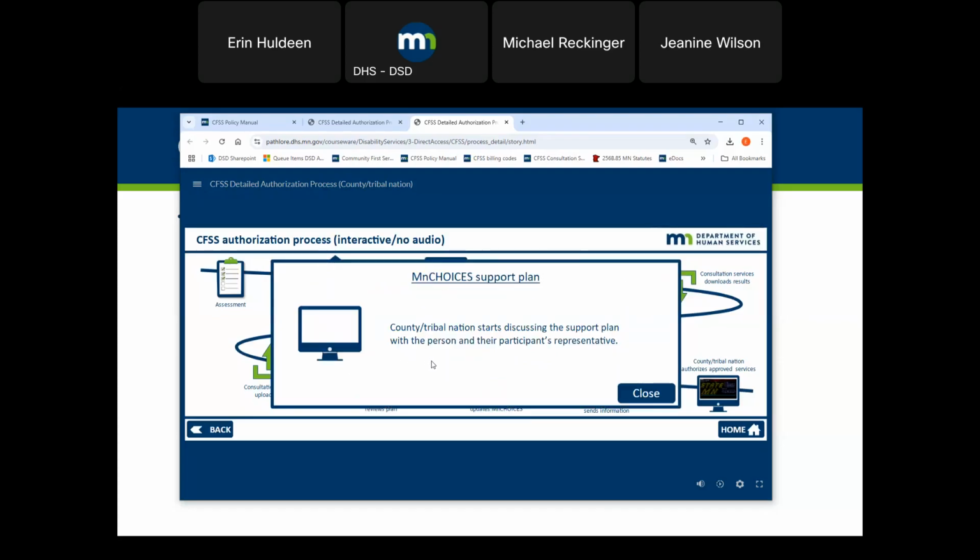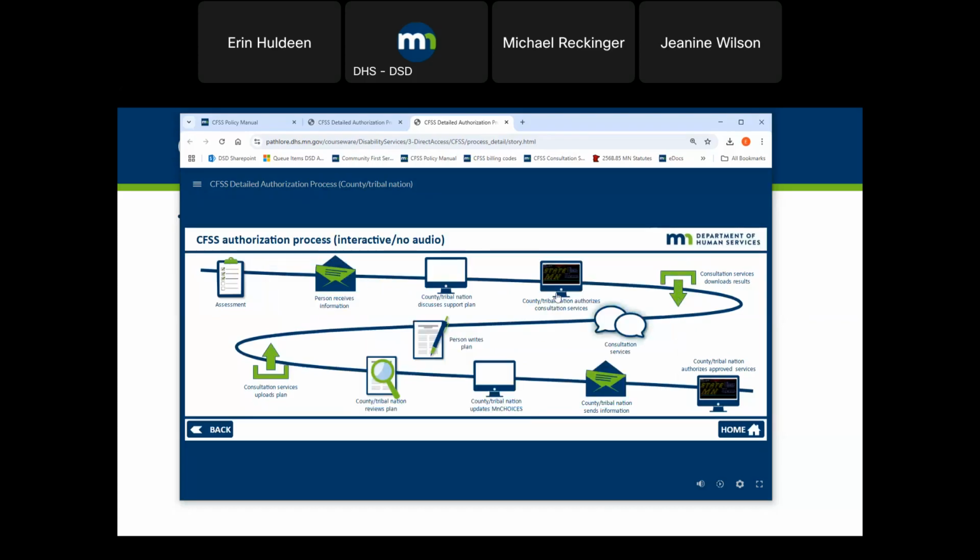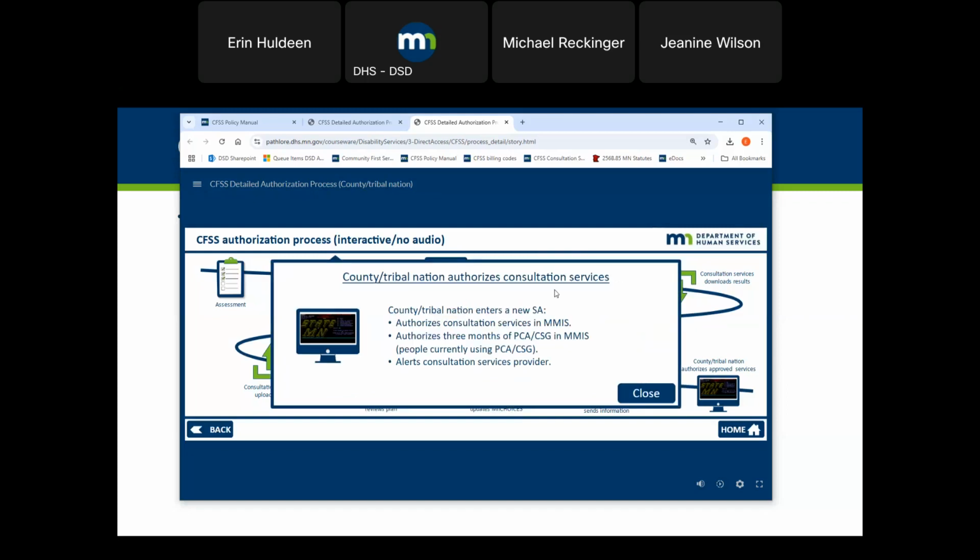Then the county or tribal nation will work with the individual to create a MinChoices support plan. Then the county or tribal nation is going to authorize consultation services for the individual. So that is the first line that they're going to enter in the person's service agreement, because at this point, the person has not chosen a PCA or a CFSS agency provider. And so they're going to authorize a line for consultation services.